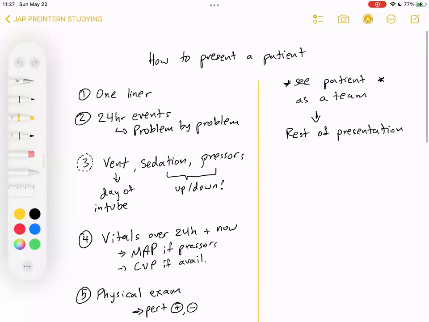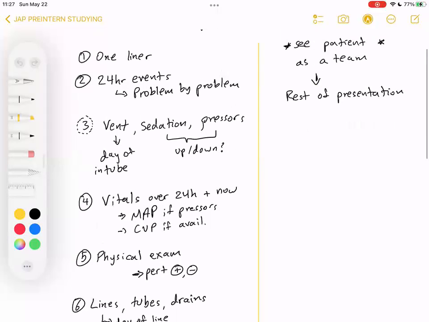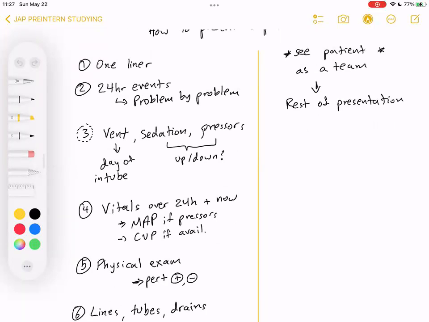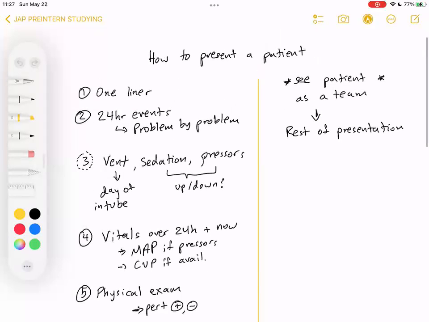So what I'm writing here are the things you're going to say out loud. So these are the things that you're going to be saying when you're presenting your patient. Okay. So first of all, it depends whether this is a new patient or an old patient. For this purpose, I'm just going to focus on how to present your old patients.